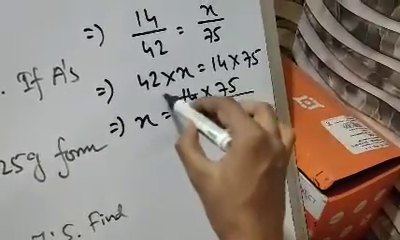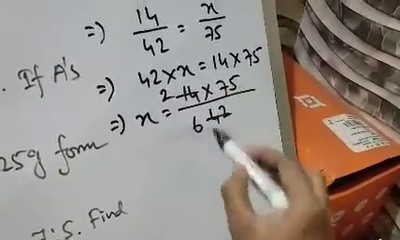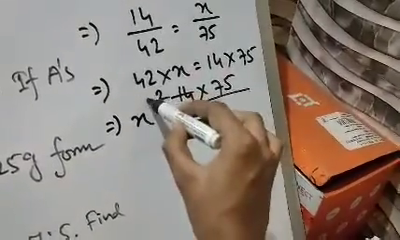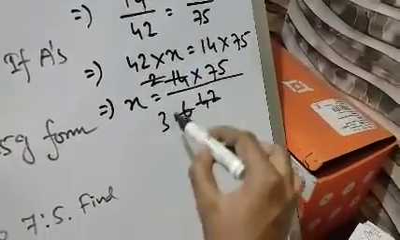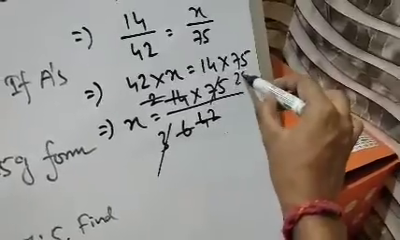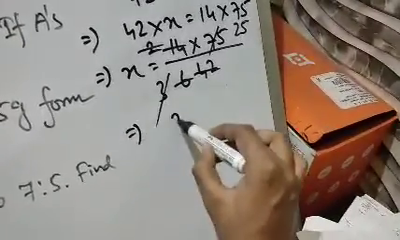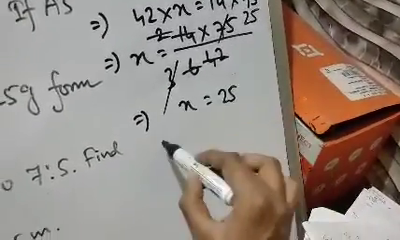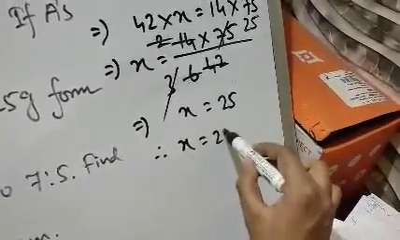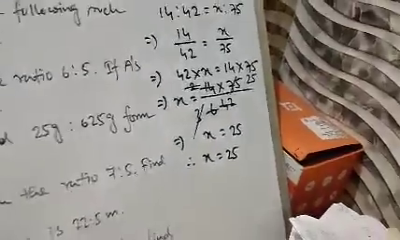Reduce it by 7. 7 2s are 14, 7 6s are 42. Reduce it by 2. 2 3s are 6. Reduce it by 3. 3 25s are 75. Therefore x equals 25. That is the answer.